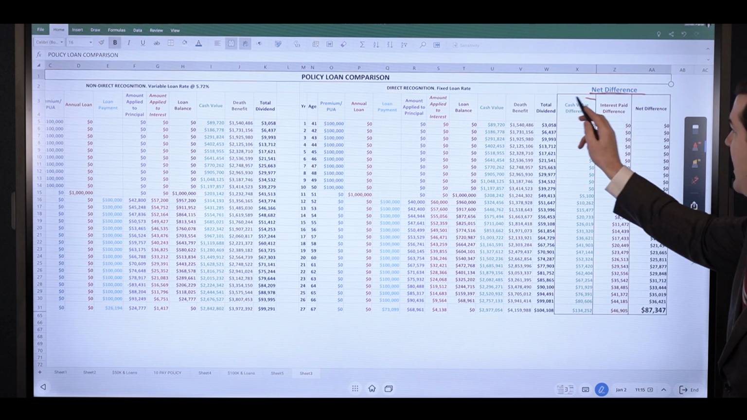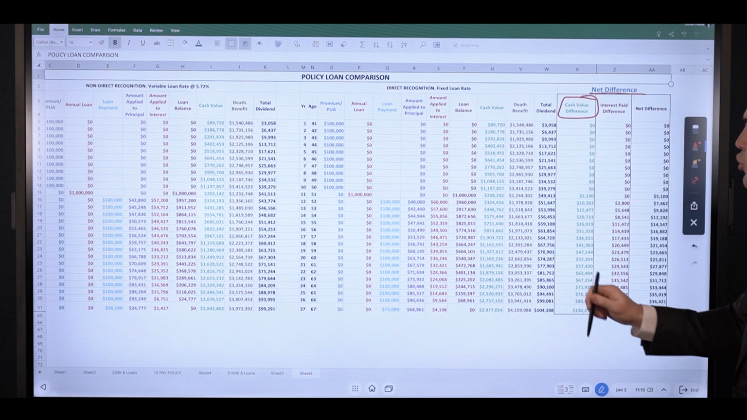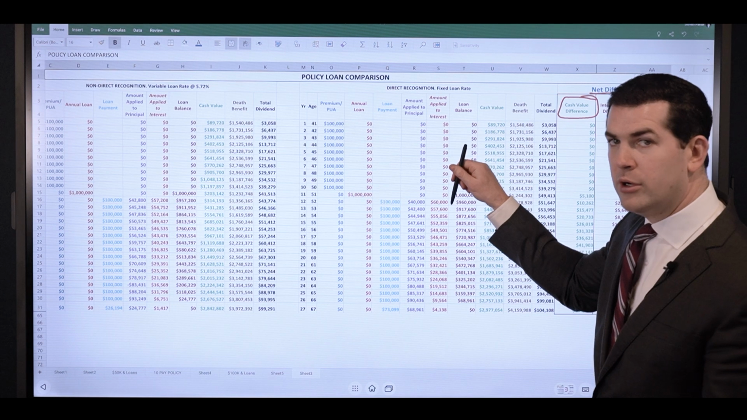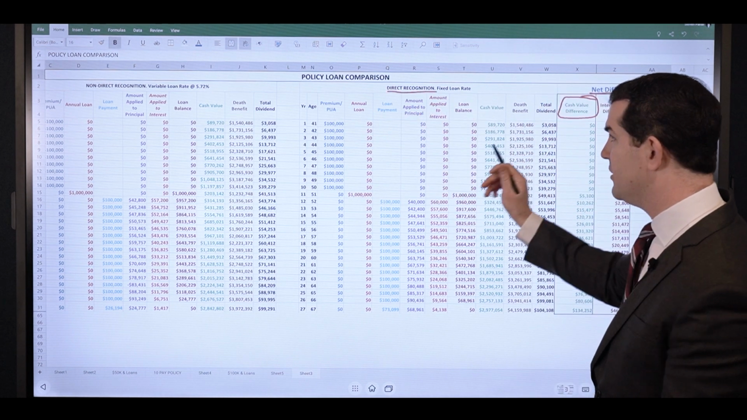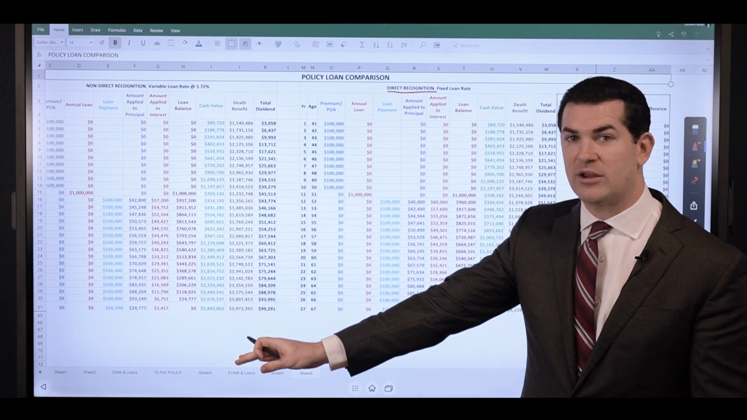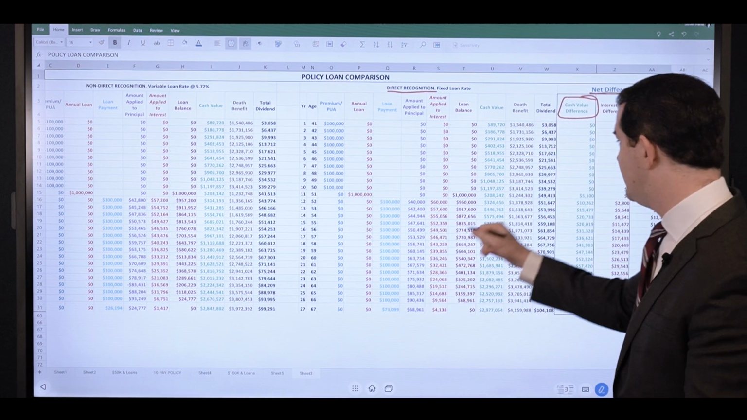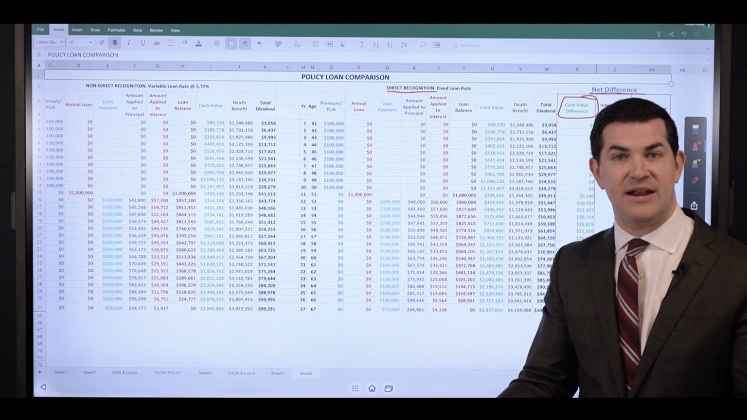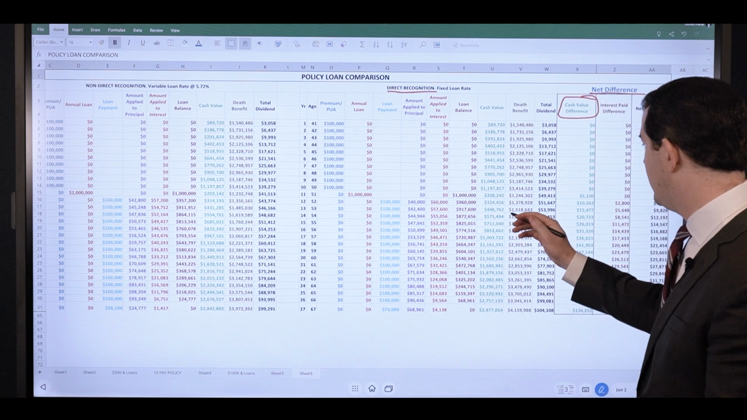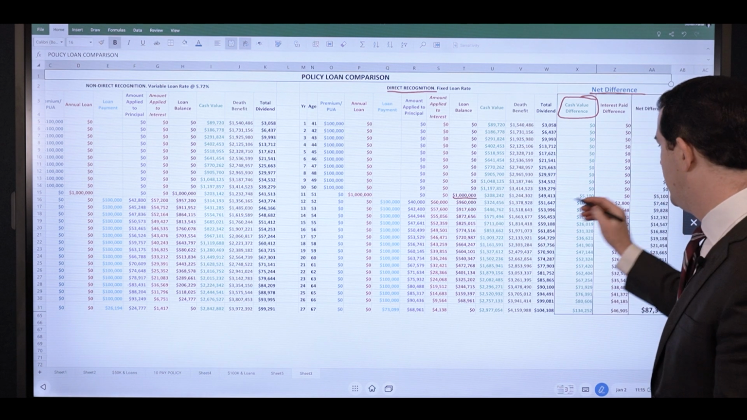We'll start with the cash value difference. This is going to show how much more or how much less you have in cash value with the direct recognition policy compared to the non-direct recognition policy. It's exactly the same when no loans are outstanding because it's the exact same policy. Where it gets different is when we take that loan.